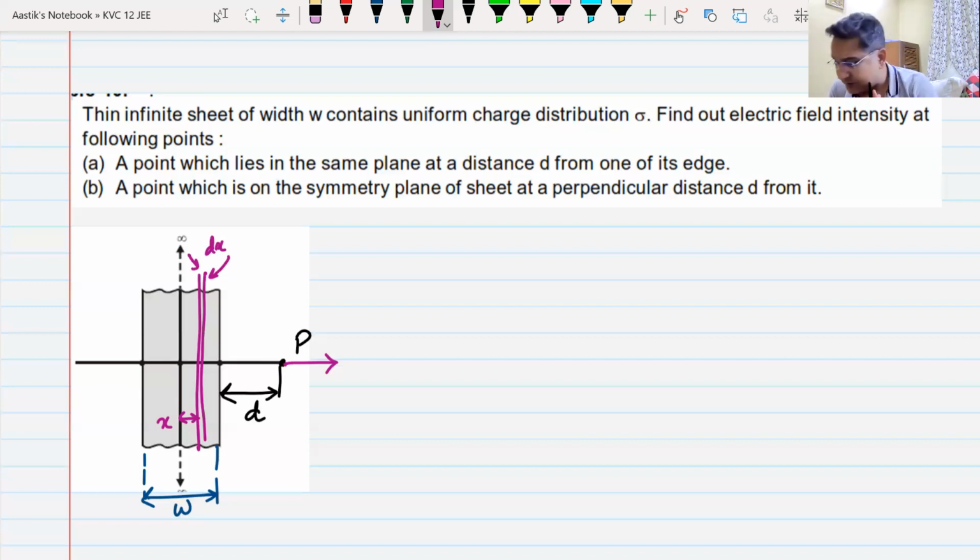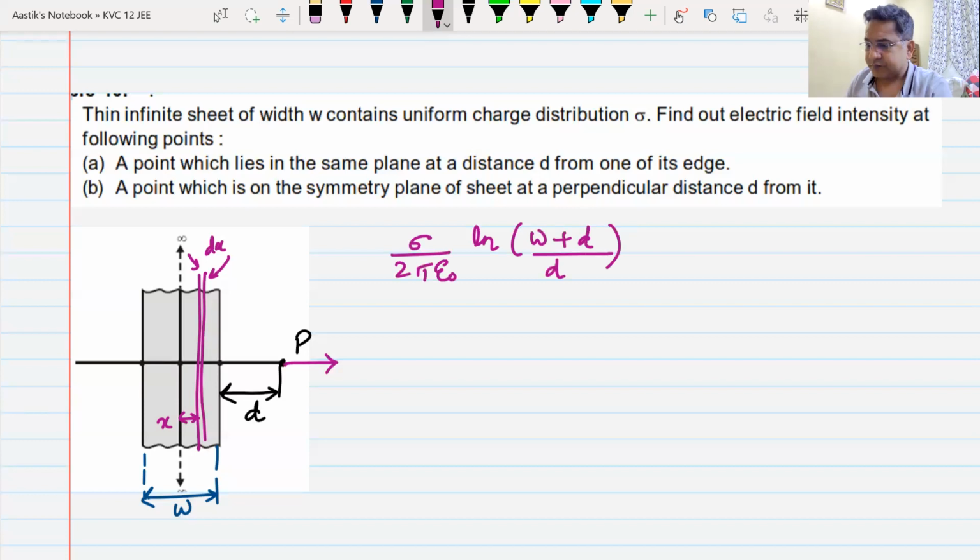As such a question comes in the examination hall, you will not have time to set up the integral and solve it. What you need to understand is, if this question comes, you just remember the result, and the answer for this one is sigma by 2 pi epsilon naught into natural log of (W plus D) by D. So you just remember this.